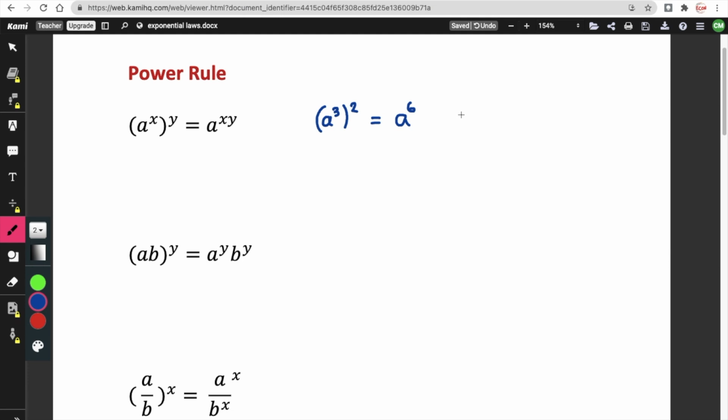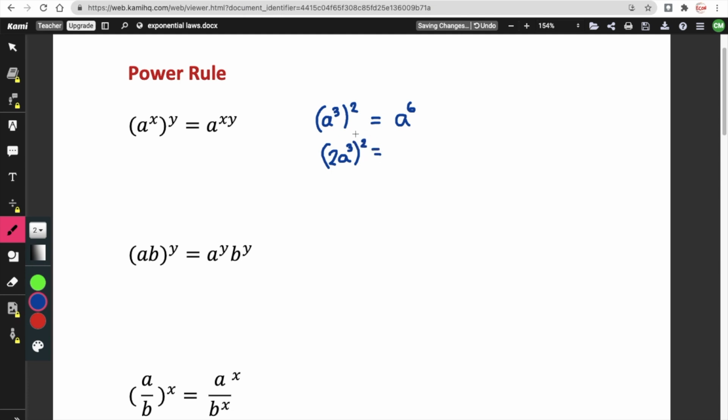Now let's say this term here has a coefficient. Like let's say I put 2a cubed, and this whole term here is raised to 2.